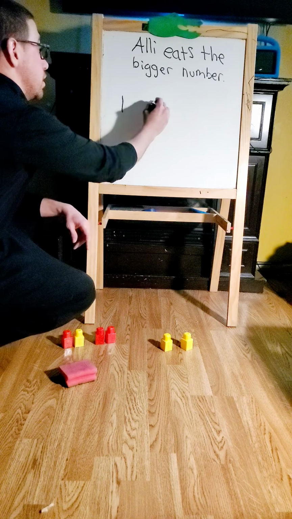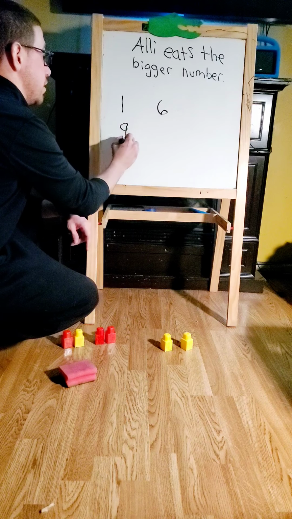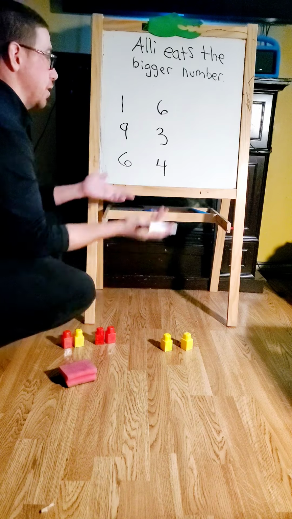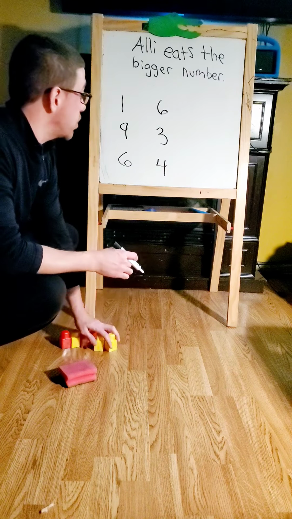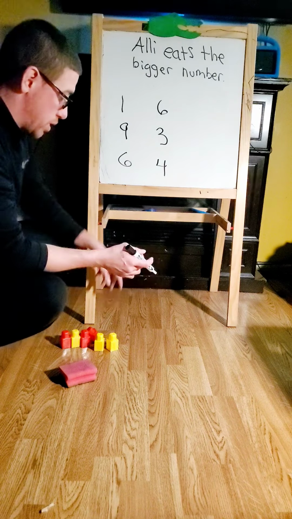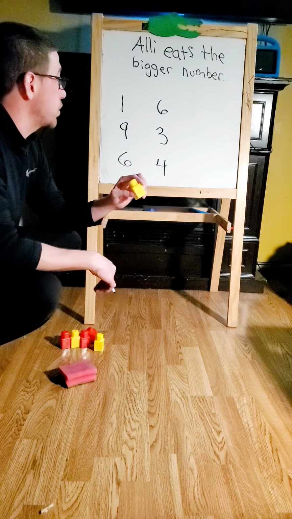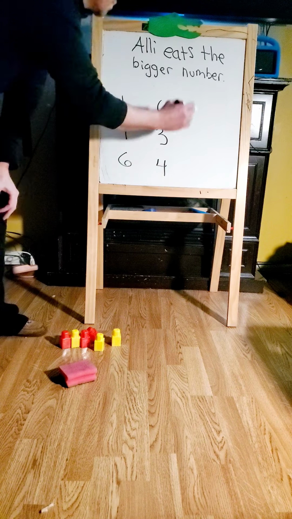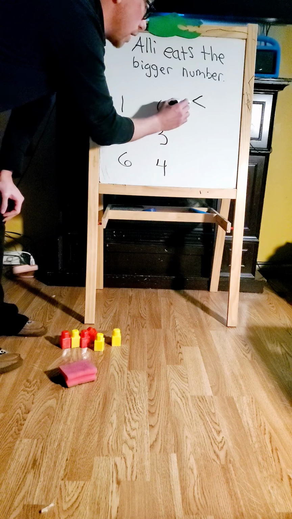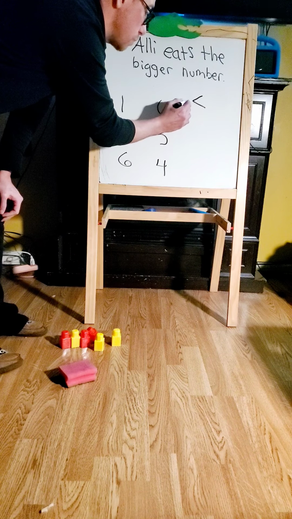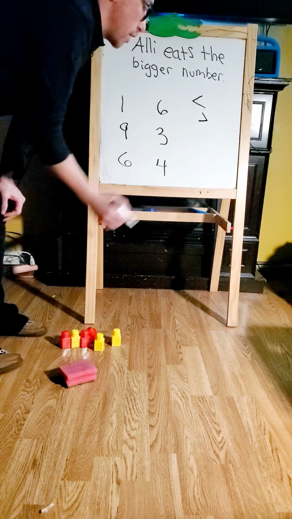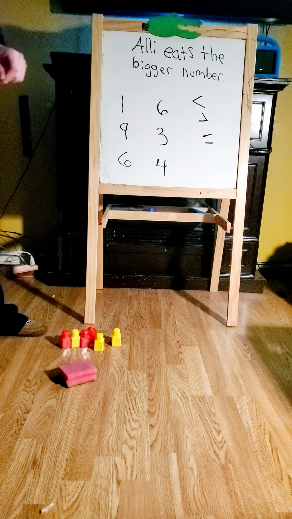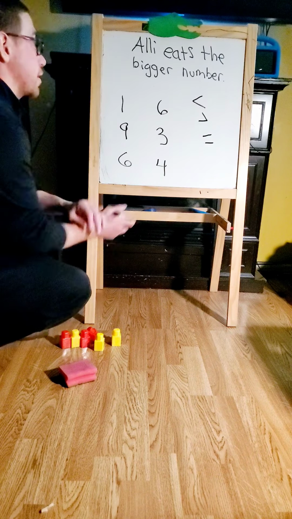So we have 1, 6. Let's do 9, 3, 6, 4, and let's do it together. You guys could do blocks next to it if you want. We could use blocks to represent the numbers. 1, and we could line up 6 blocks, but we don't have to. But we know that less than. Open mouth means greater, closed mouth less. Greater than. And then we're going to end with equal to. We'll get into equal to at the end. So let's do this together, guys.